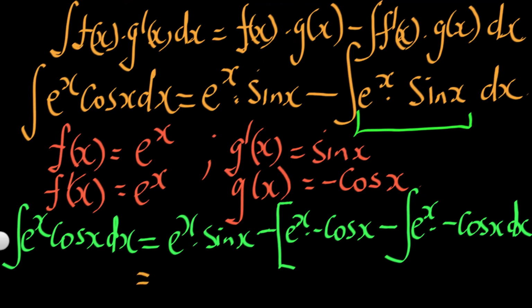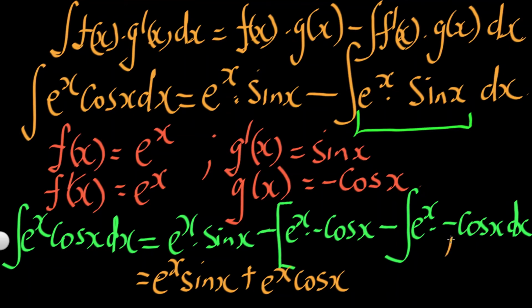Now let me simplify this whole bracket. I have e to the power x sine x. Guys, there is a minus sign here, and there is a minus sign outside here. So this whole term is going to be positive. So this is going to be plus e to the power x cos x.